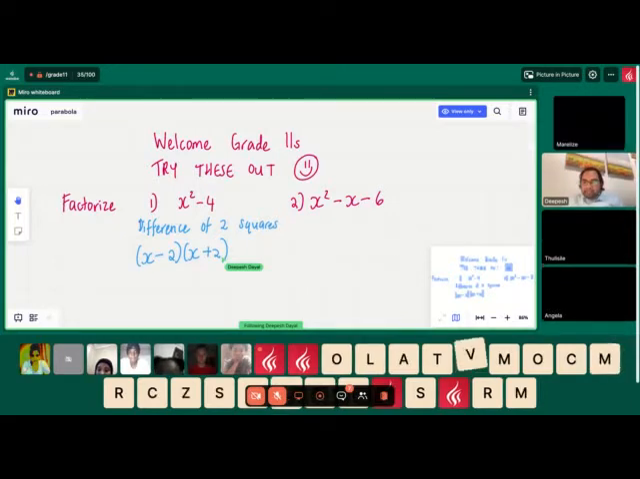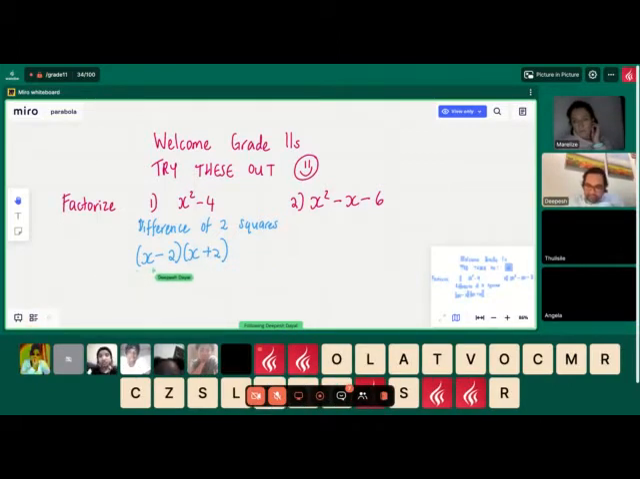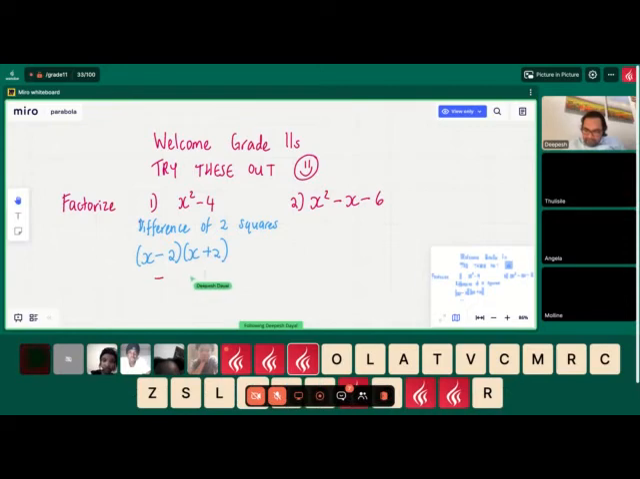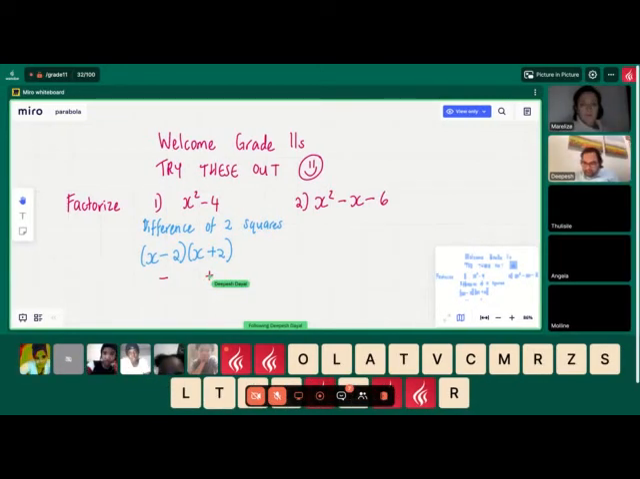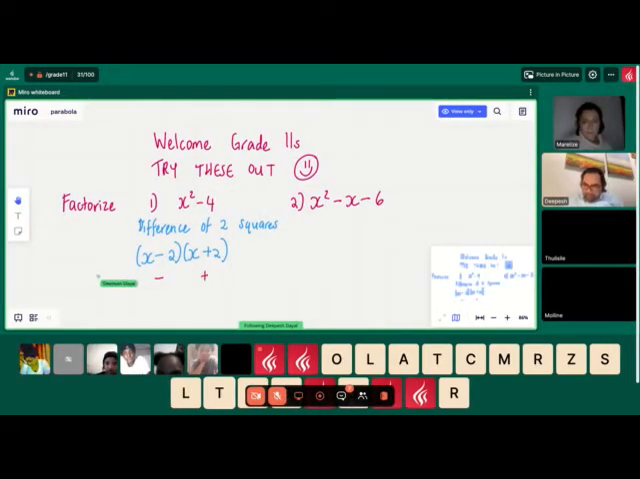Okay, we've got some. Why is it x plus 2? The rule for difference of two squares is that the one bracket will be a positive and the other bracket will be a negative, right? So the one bracket must be a negative and the one bracket must be a positive for the difference of two squares. Okay, so we come now to the next one, question number 2.